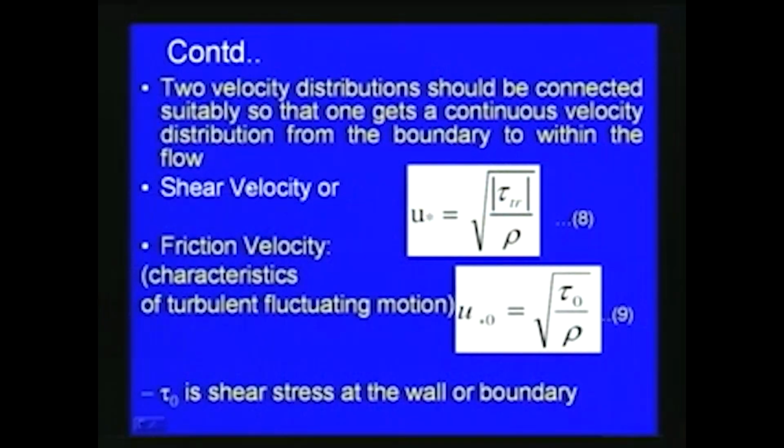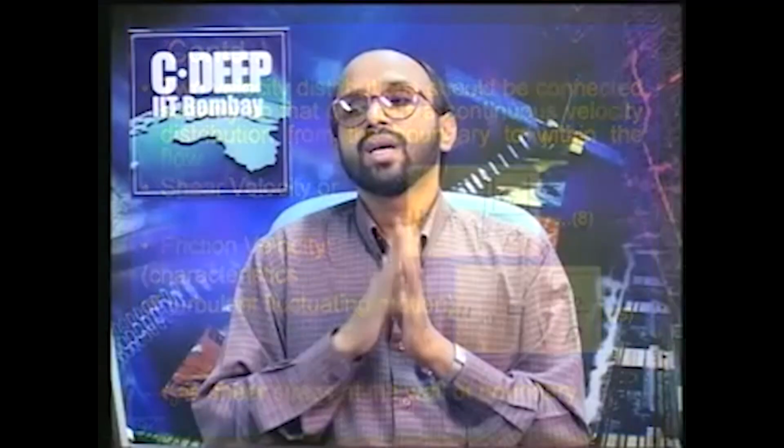Now, we can define a term called shear velocity, u star, which is equal to the square root of tau turbulent divided by rho, as we have already discussed earlier. This is the square root of the shear stress divided by rho, equation number 8. It is also called the friction velocity sometimes. This is actually the characteristic of the turbulent fluctuating motion.